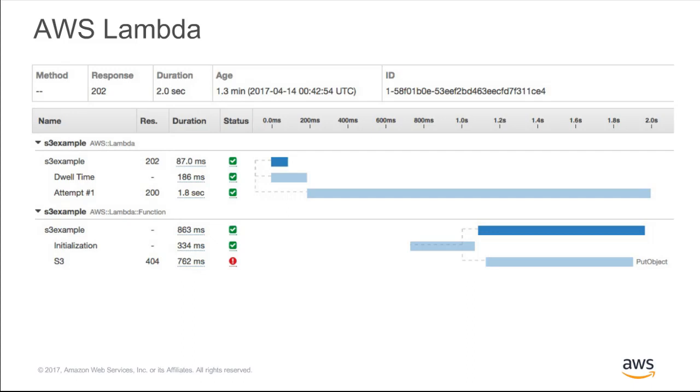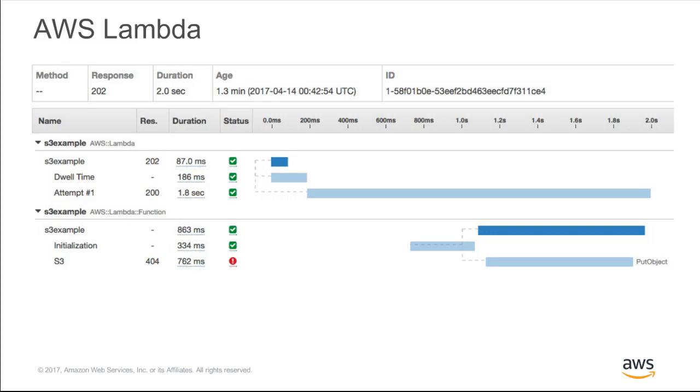What you see here is a synchronous call to S3, where Lambda spent 186 milliseconds from the time it got the request to the time it actually started doing anything with it. Then you've got 1.8 seconds for the invoke to complete. The difference between the start time of attempt 1 and the start time of the initialization line is your cold start time in Lambda, which is the container initializing for your request. The initialization line represents the time it took to run the init code for your function.